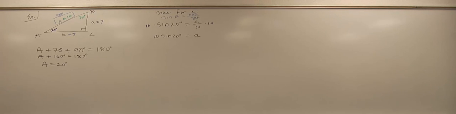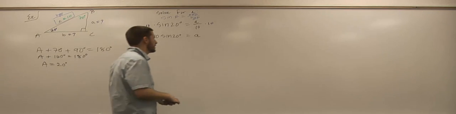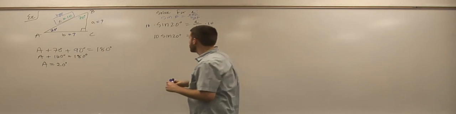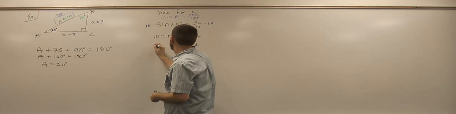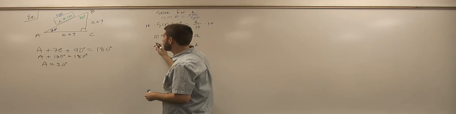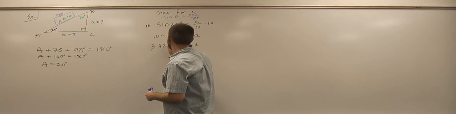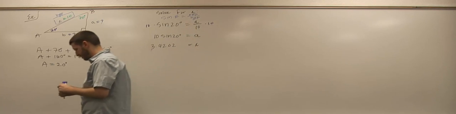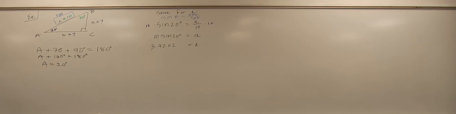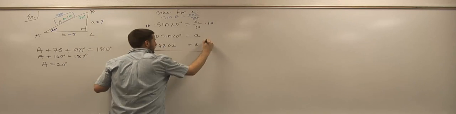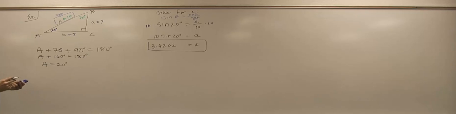This is where I need your help. Make sure you're in degrees mode. 3.42. Give me 4 decimal places. 3.4202. Confirmation? You guys agree? Then by democracy, this is the side length A. But we didn't get a majority, so not really democracy.